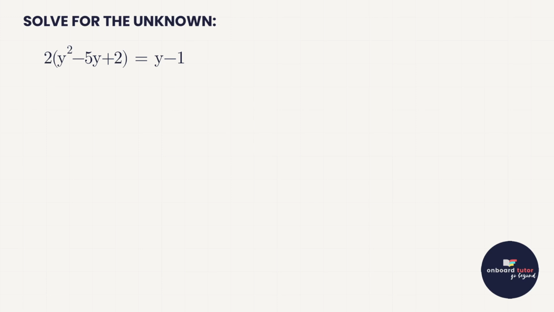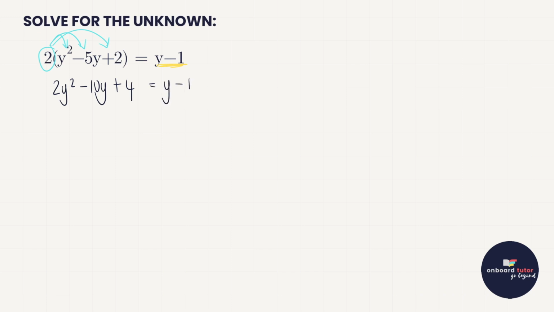So what I'm going to have to do first is some distribution. This 2 is going to have to multiply into this bracket. And then I'm also going to need to look at the terms on the right-hand side here, and they're going to need to shift across. Okay, so let's get going on that. We're going to have 2y squared minus 10y plus 4 is equal to y minus 1.